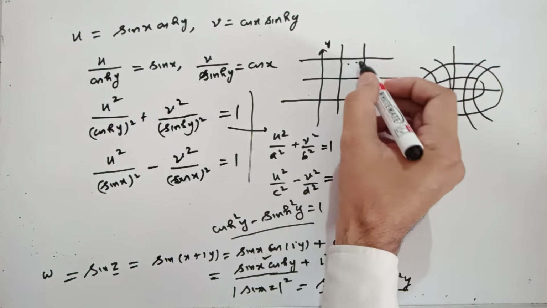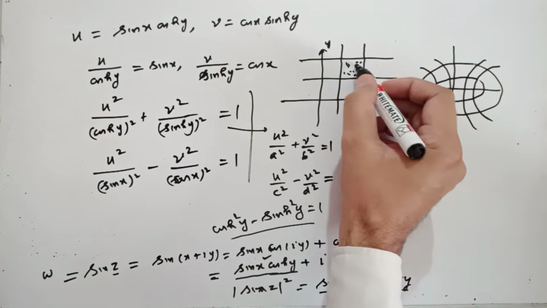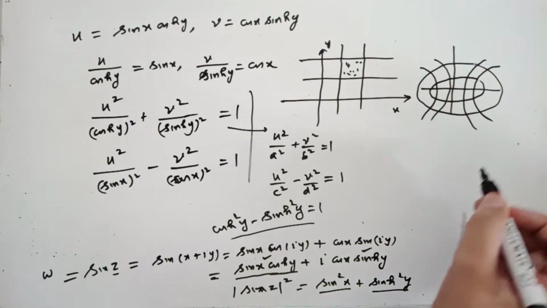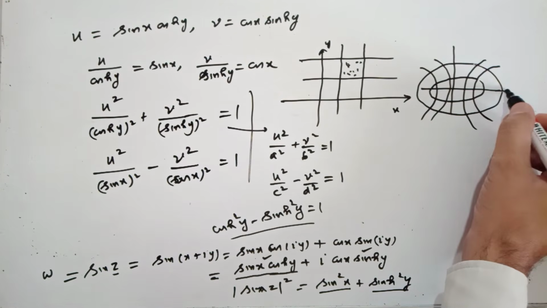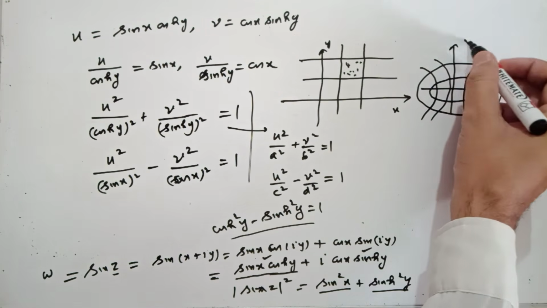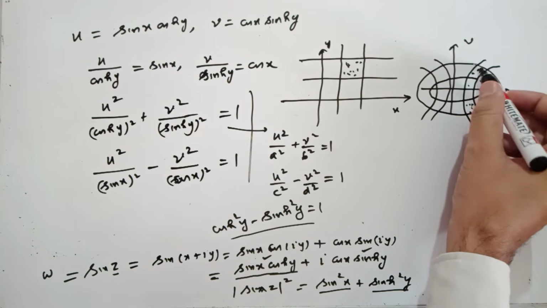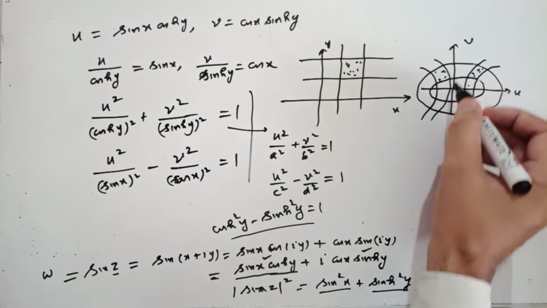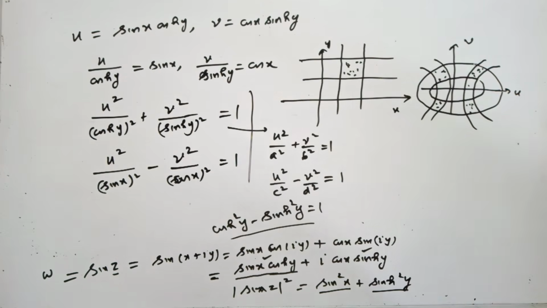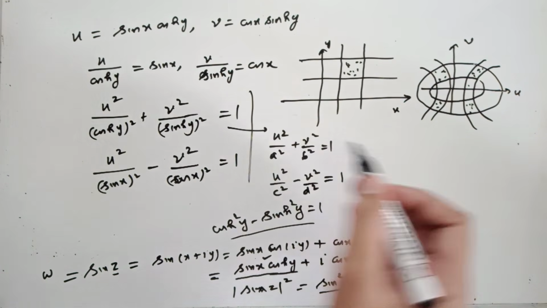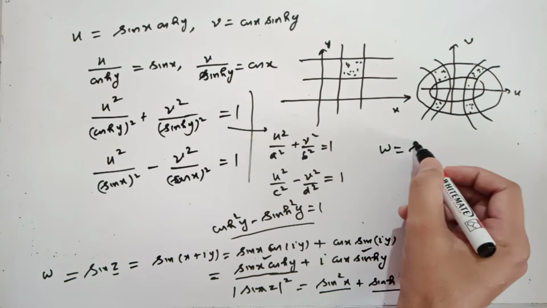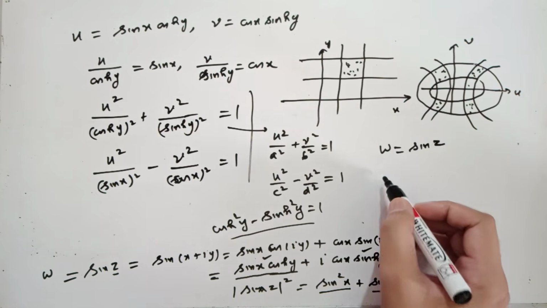So what is this region? It is a rectangular region here. It corresponds to which region in the UV plane? These regions. These are common to the ellipses and hyperbolas. So you see how we interpret w equal to sin z.